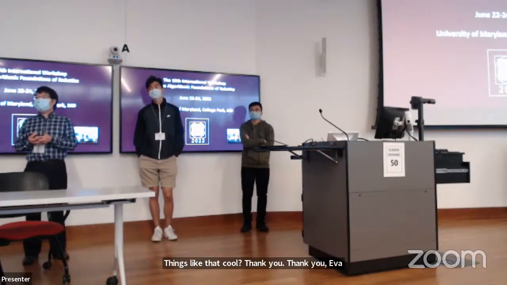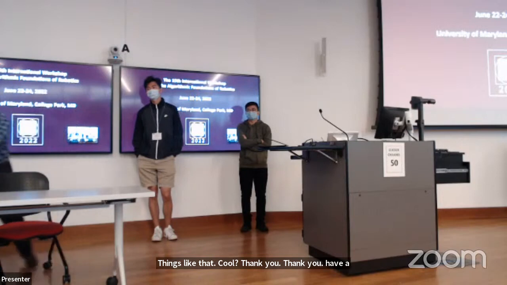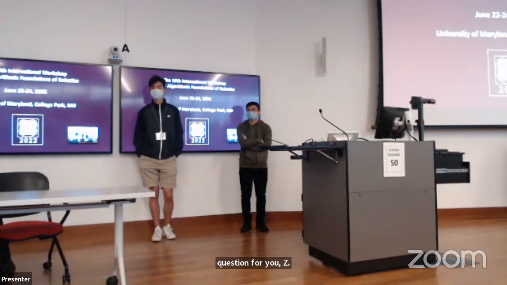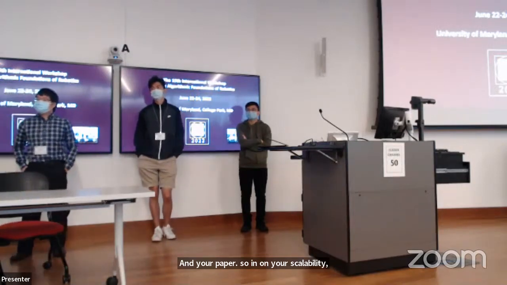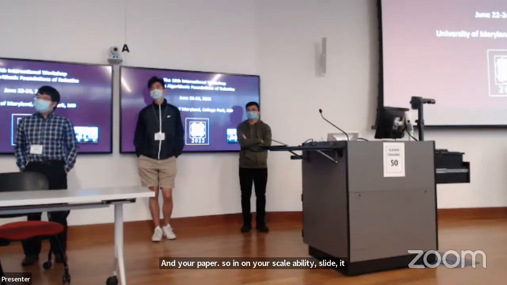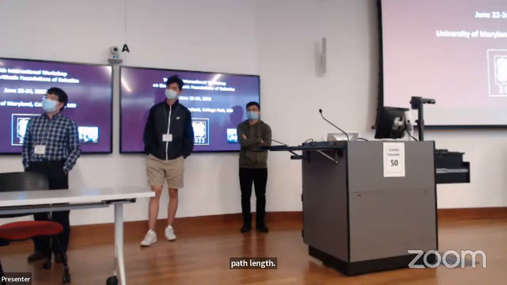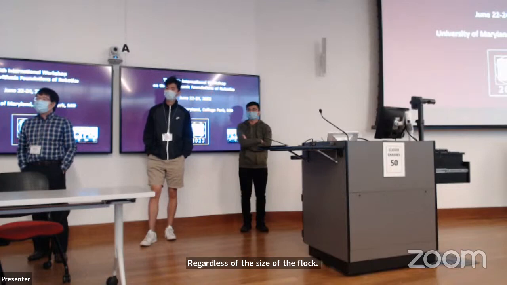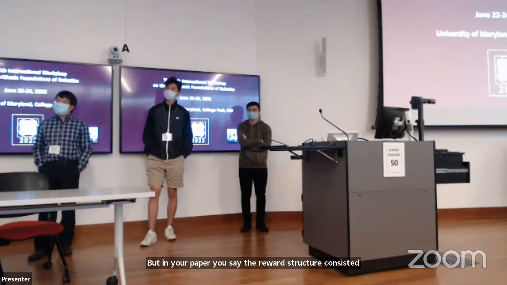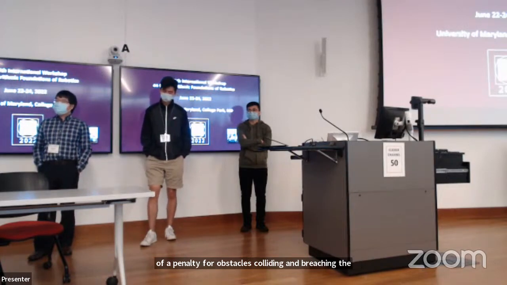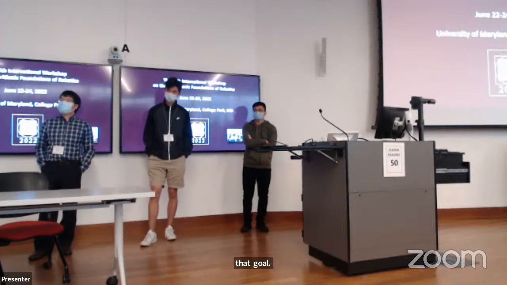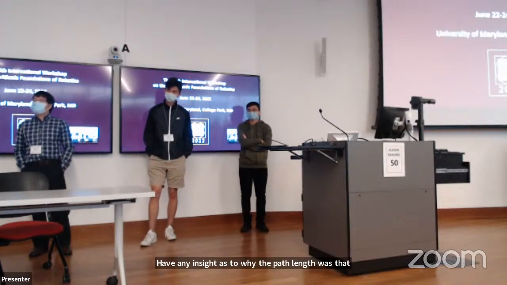I have a question for Yazid on your paper. On your scalability slide, it showed that your deep RL method outperformed the other methods in the shepherd path length, regardless of the size of the flock. But in your paper, you say the reward structure consisted of a penalty for obstacles colliding and breaching the payload region, and a reward for the payload reaching the goal. Do you have any insight as to why the path length was that much better than the other algorithms?